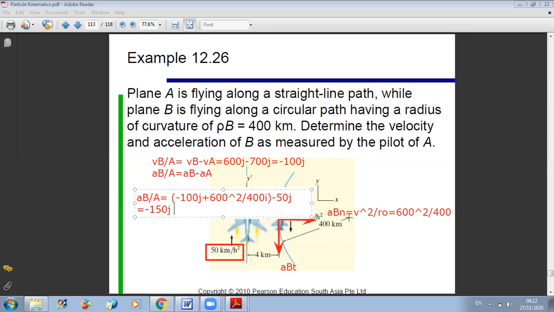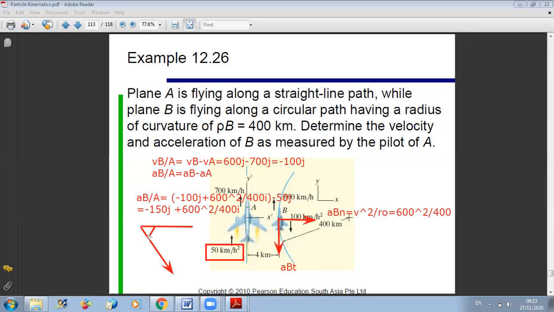and plus 600 squared over 400 I. Here also, if I want to find the direction, all I have to do is represent my vector. I have positive I, negative J, so it's also in the fourth quadrant, so I put it like this. And if I want to determine the angle, I do arctangent of the absolute value of the Y component over the X component. I get this angle.